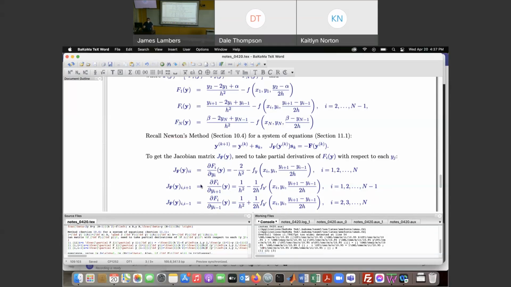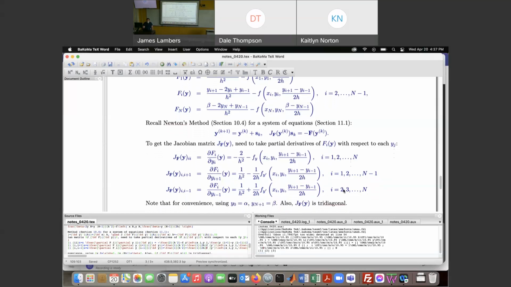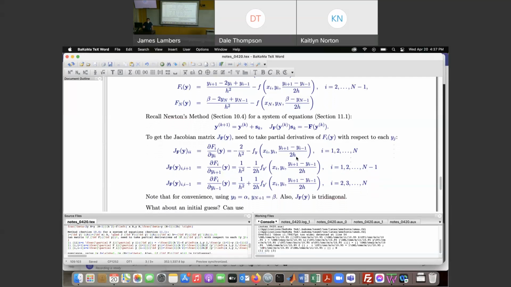Any questions about how these were obtained? And here, for instance, let's suppose i equals 1. You know, y0 is here. You just keep in mind to substitute alpha in that case.